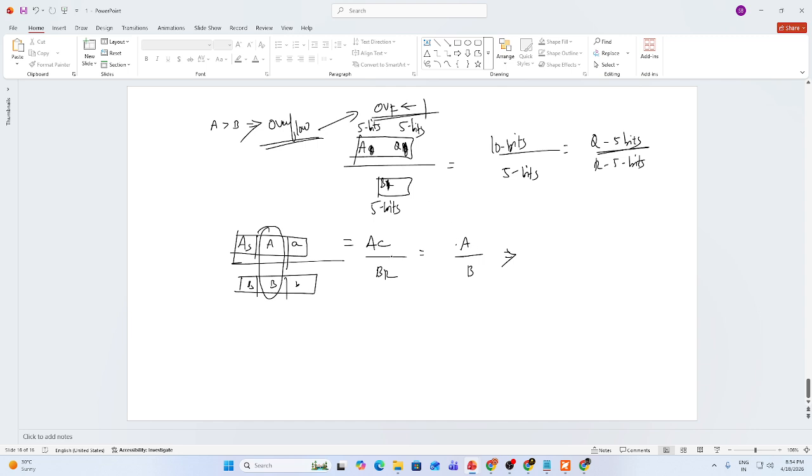But in this case we can avoid this. Even if there is an overflow, we can correct it. How is that possible? See here, we have A by B and we check for the overflow. How do we check? If A is greater than B, there is an overflow. How to identify that? Just perform A minus B, that is A plus B bar plus 1. These are the mantissas, right?